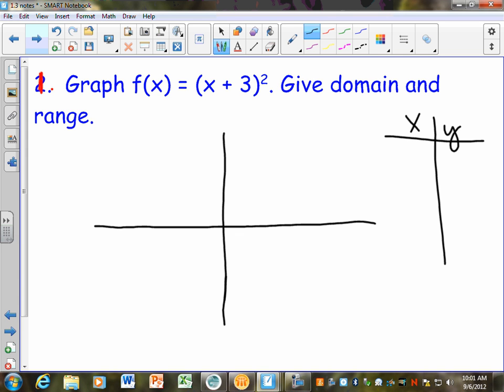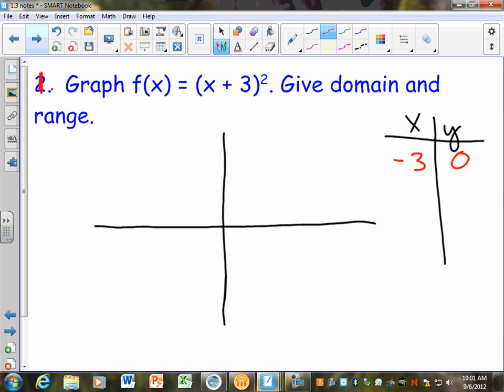Like you could pick 0, but you're going to get 9 for your y value. So I don't really want to pick 0. What about if I pick -3? Would that be a good point? So kind of think about that as you're doing them. Don't just always pick 0, 1, 2. If I pick negative 3, I'm going to get 0 squared, which is just 0.